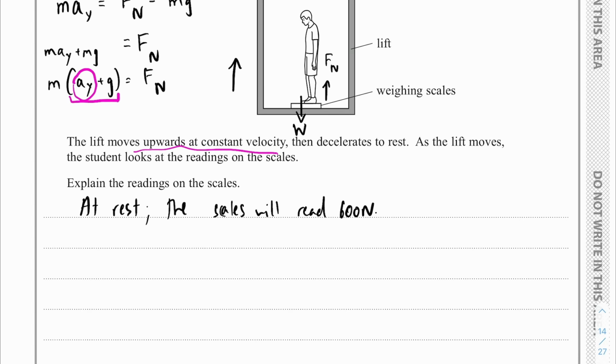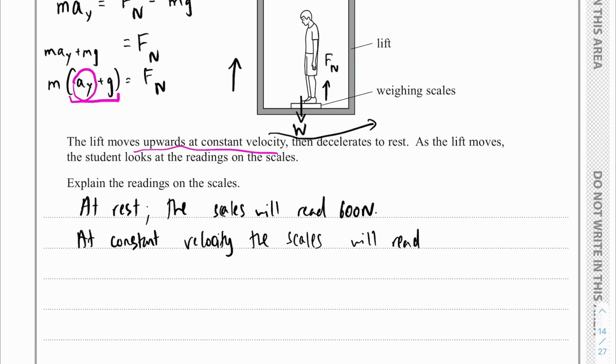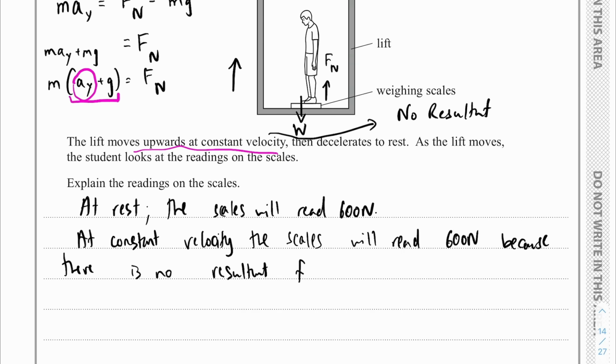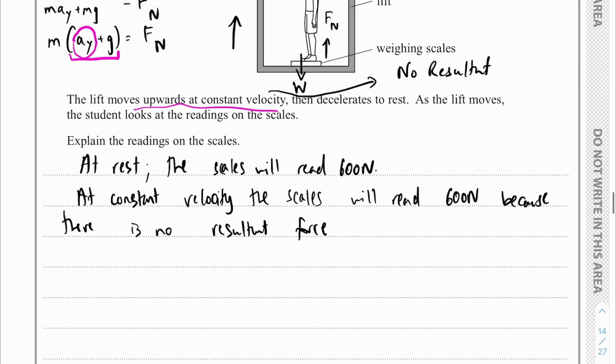What about at constant velocity? At constant velocity, the scales will read what? So when you have constant velocity, what does that mean? There is no resultant force, right? So what can we say? We'll read the same. So we'll read 600 because there is no resultant force. So the scales will read 600 newtons.